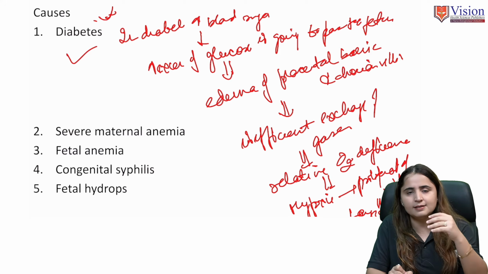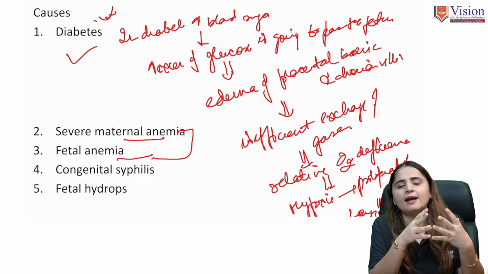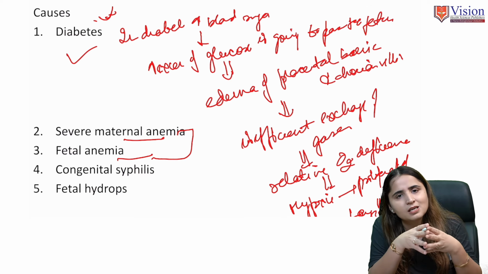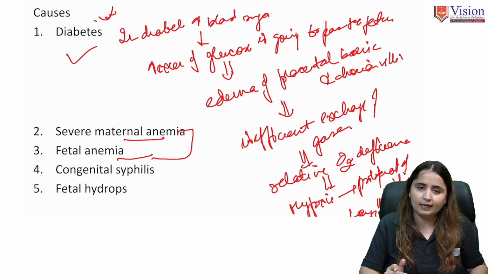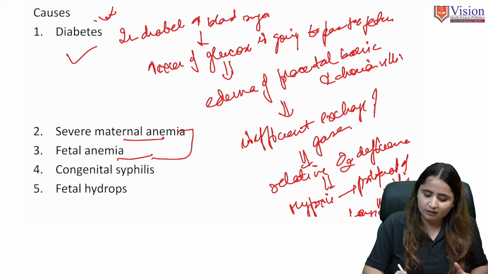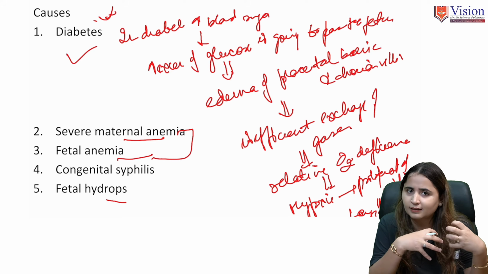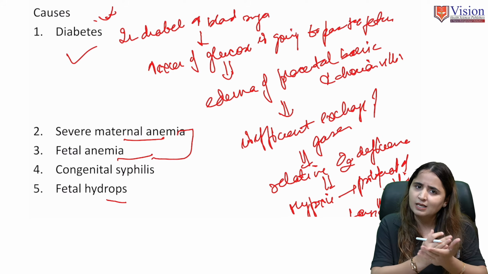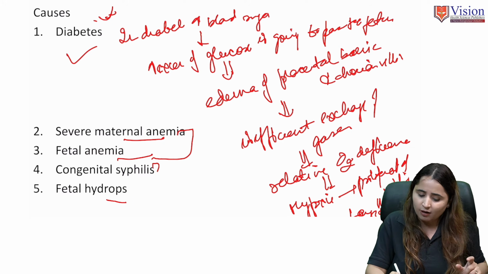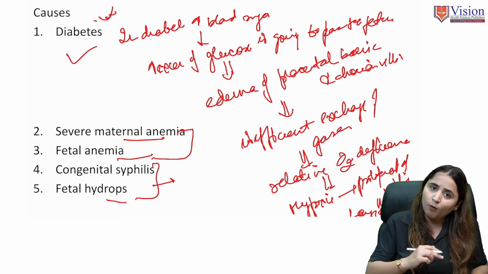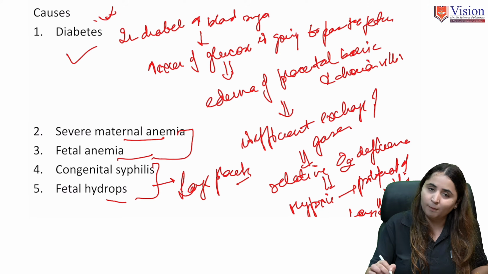Another reason is maternal anemia or fetal anemia. Similarly, anemia leads to a hypoxic condition, which will ultimately lead to an increase in the size of the placenta. Apart from it, we have fetal hydrops, which is an accumulation of fluid inside the body. When there is fetal hydrops in the fetus, or congenital syphilis present in the child, both these conditions will lead to a large placenta, or placentomegaly.